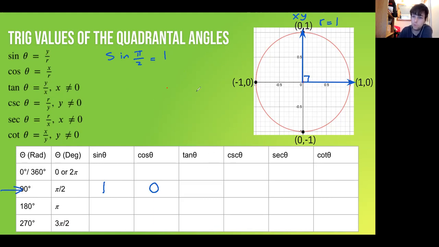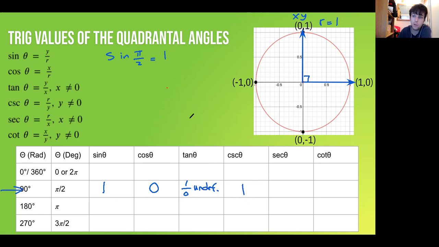Tangent is equal to y over x. That's a problem. That means that is undefined. That is not a value. We cannot take the tangent at 90 degrees. That's interesting. Next one is cosecant. So cosecant is r over y. So r is 1, over y is 1. So cosecant here is 1.